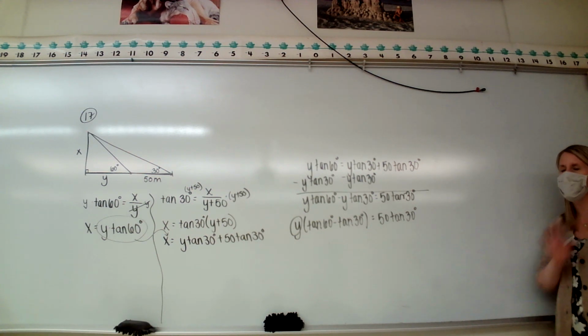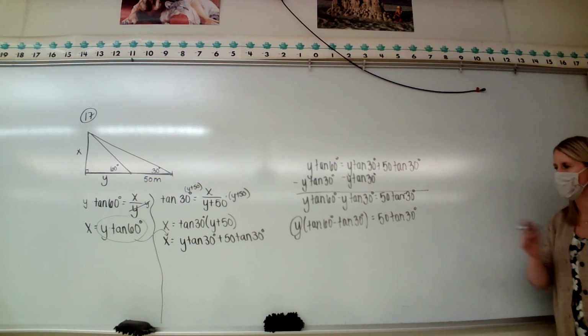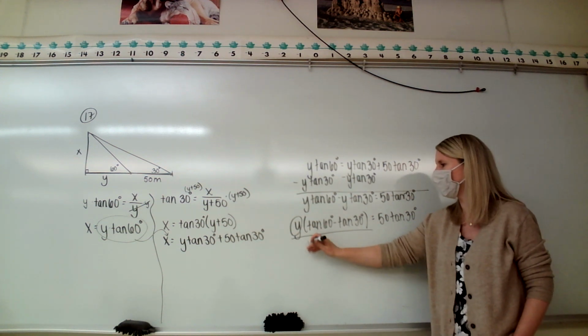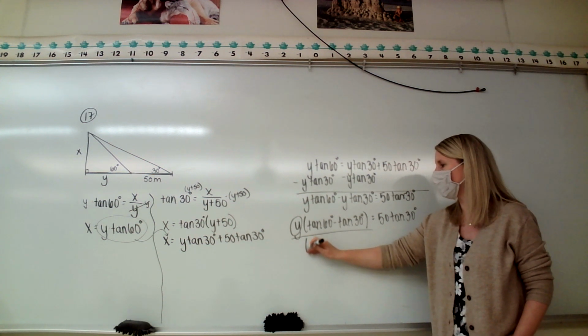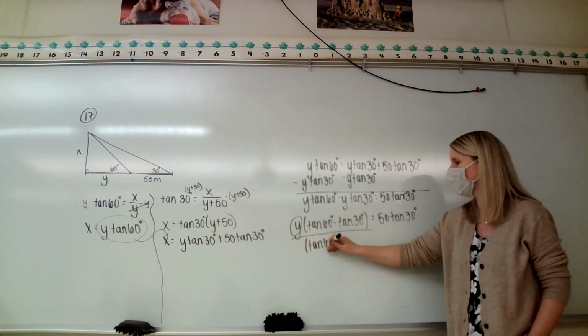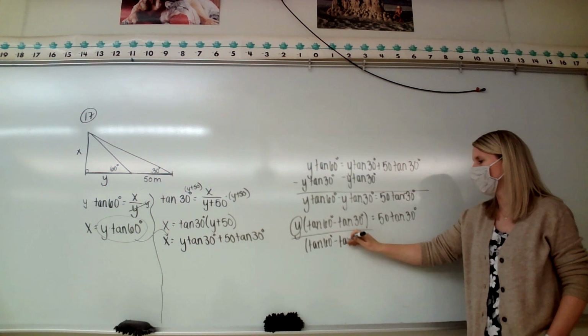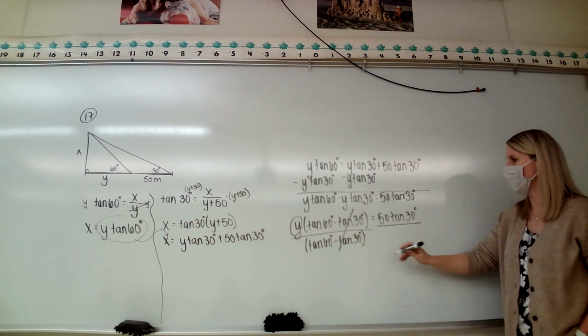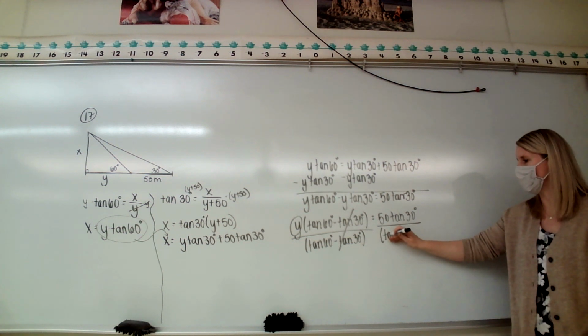So I'm going to write the next step, and I'll pause for a moment. I know sometimes it's hard to keep up when you're trying to look and write. So I'm going to divide by what is attached to y. What that does on the left side is it cancels it out. And then I'm going to divide this side by it as well.